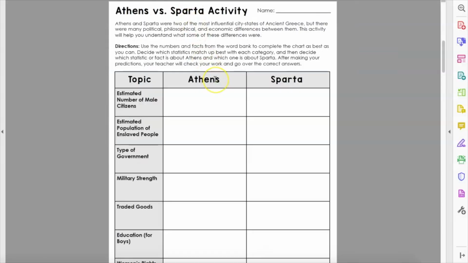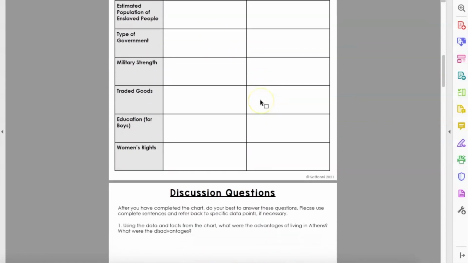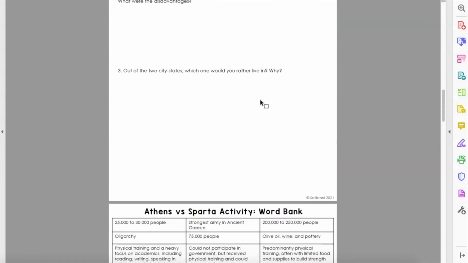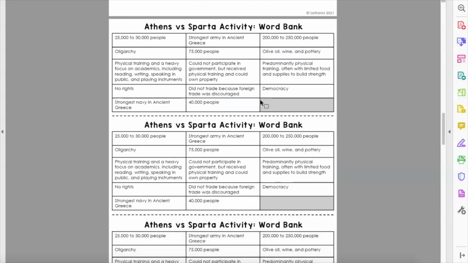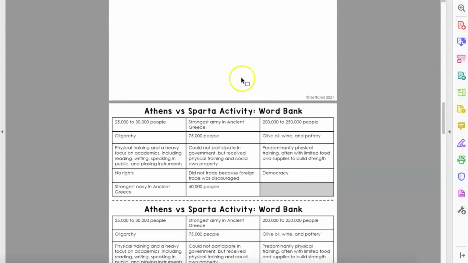And just to keep the fun with Athens and Sparta going, more options. One of my favorite activities, which I modeled after one of my favorite Civil War activities, is my Athens and Sparta statistics sorting activity, where students are presented with a variety of statistics about either Athens or Sparta, shuffled up, and they all fit into different categories, and students have to figure out which ones belong with which location. It's an opportunity where students can make predictions and guess and get invested in a competitive activity to start identifying some differences between them.